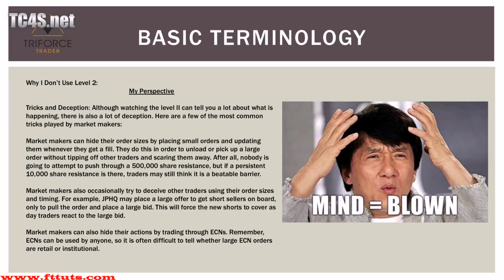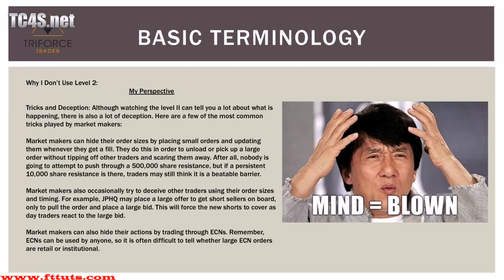So if you're looking at level 2, on the ask side, so you're looking to buy, and you see a 500,000 share order sitting there, then people, generally day traders, are going to be like, what the hell? But with a 10,000 share resistance there, traders may still think it's a beatable barrier.